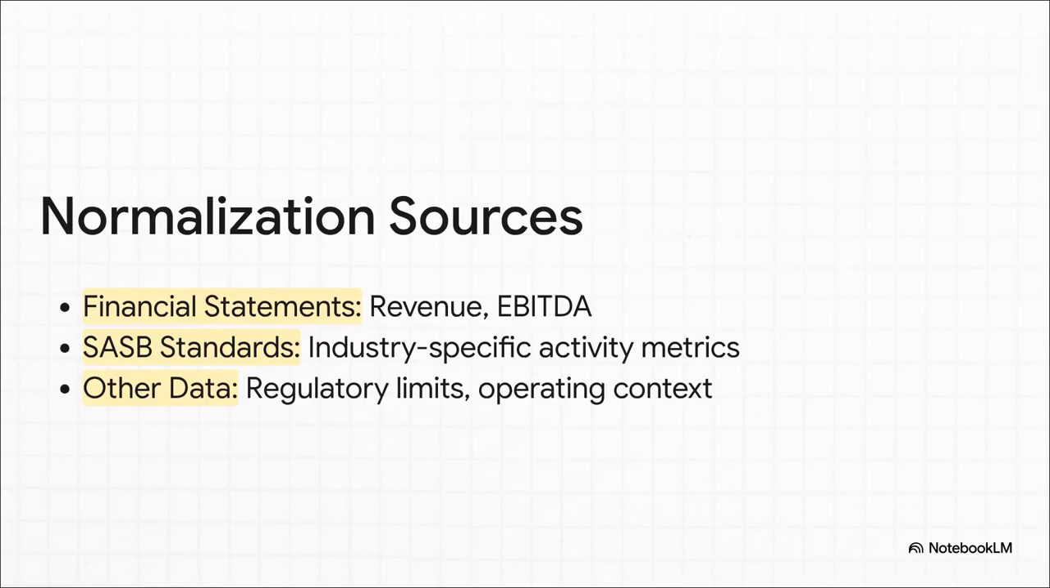The good news is you have a powerful toolkit here. Financial statements are a great source for metrics like revenue or EBITDA. For more tailored insights, the Sustainability Accounting Standards Board, or SASB, gives you industry-specific metrics. And of course, other operational data can be super relevant too.